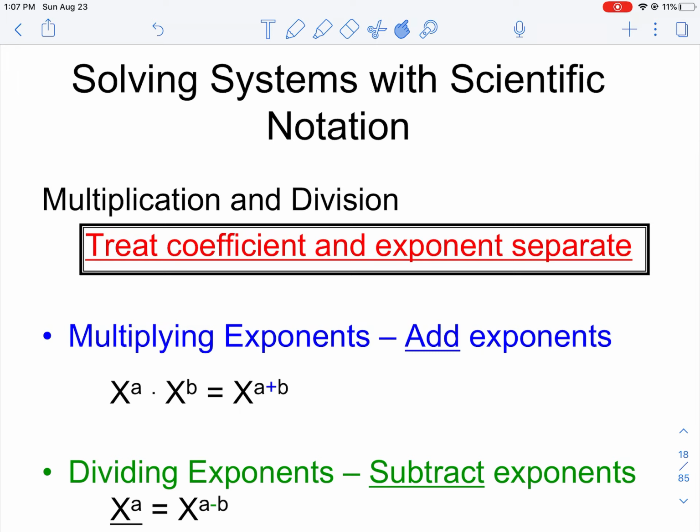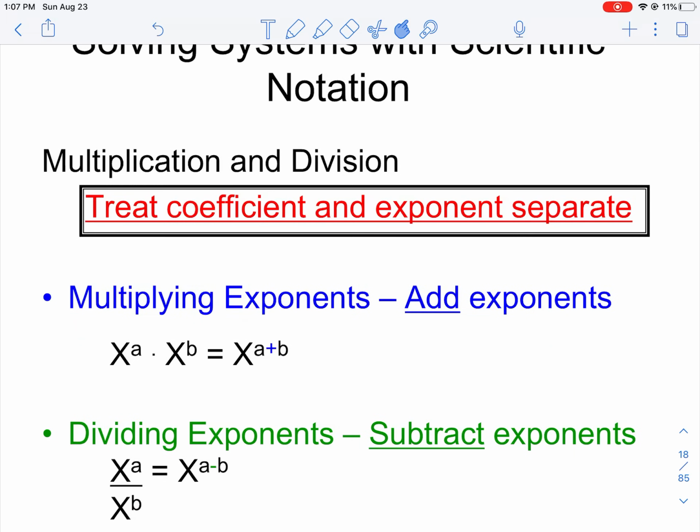Okay, so now we're going to be solving problems using scientific notation. So this is kind of review from your algebra. You may have forgotten, I know it's been a while. But if you multiply and divide, there are different rules. If it's multiplication, you're going to add your exponents. And if it's dividing, you subtract the exponents.